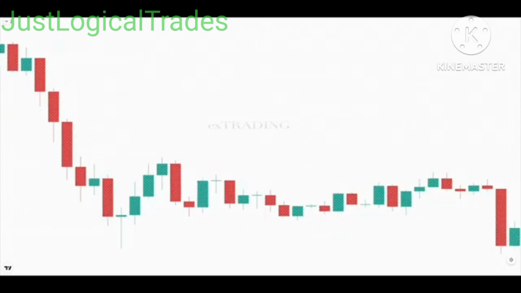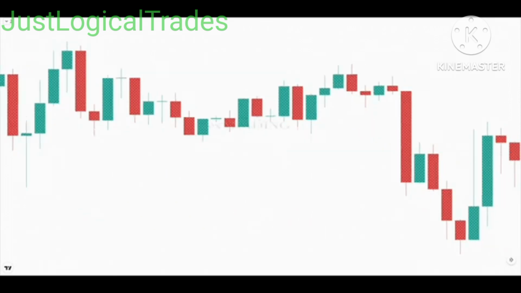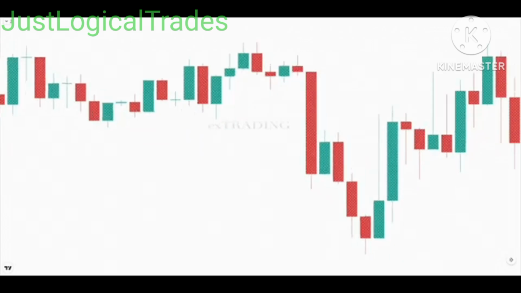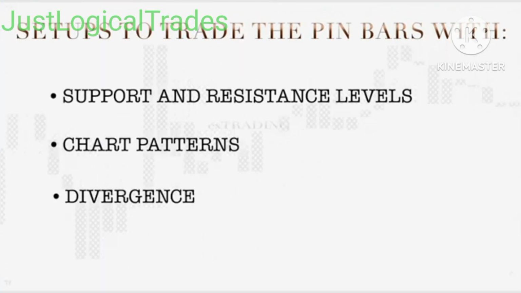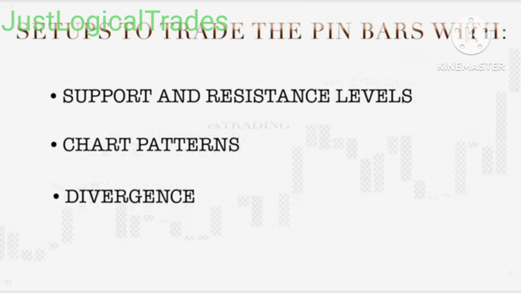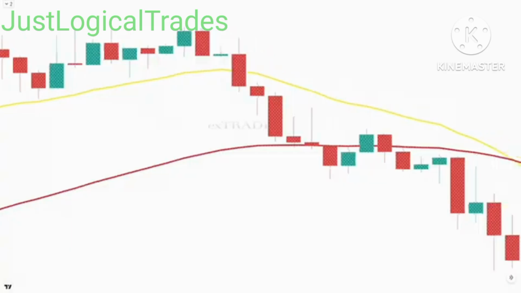If you don't have any trading setup, don't worry. In this video we are going to teach you. Here are a few setups that are considered sensible and valid to trade the pin bars with: support and resistance levels, chart patterns, divergence. When you combine pin bars with a valid setup, it will increase your trading success.